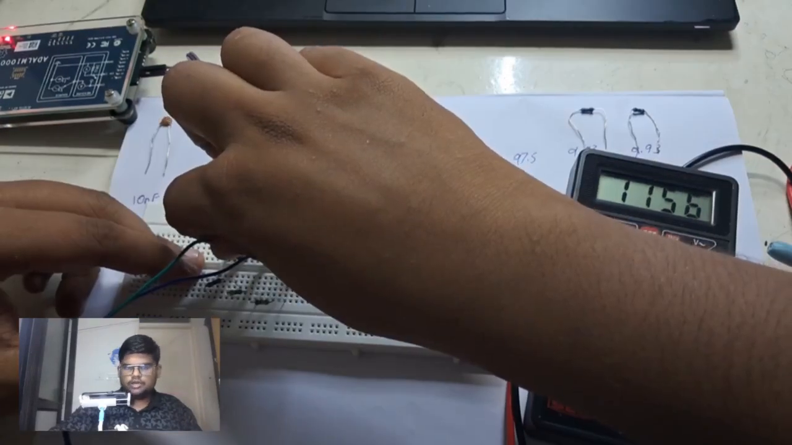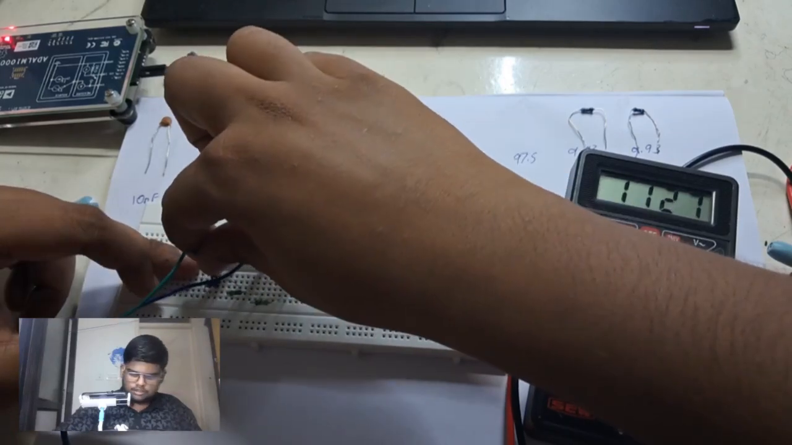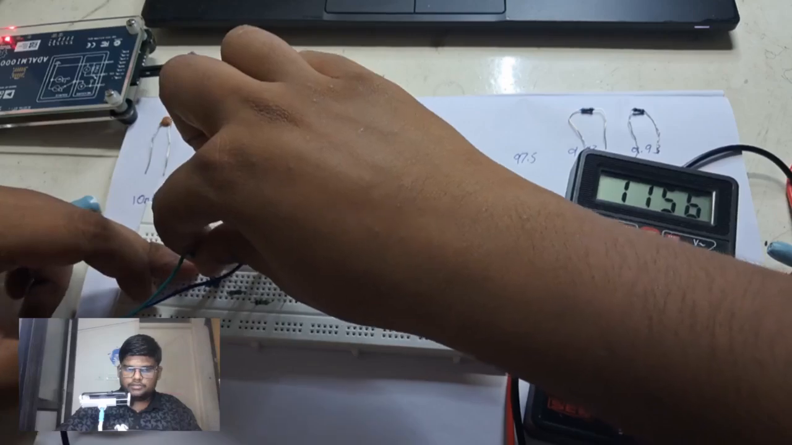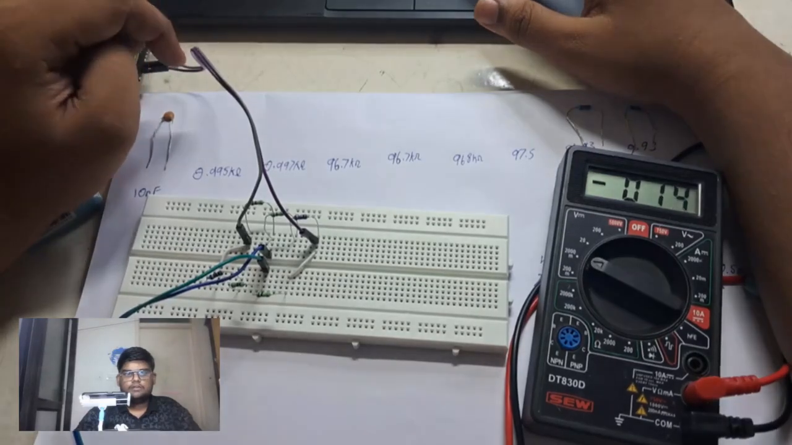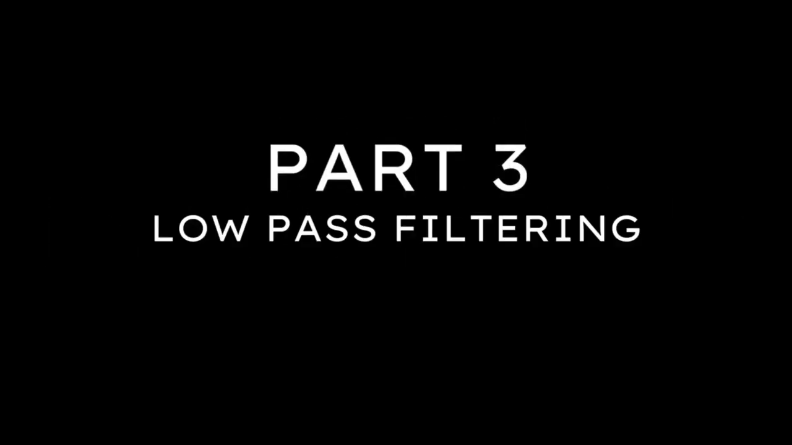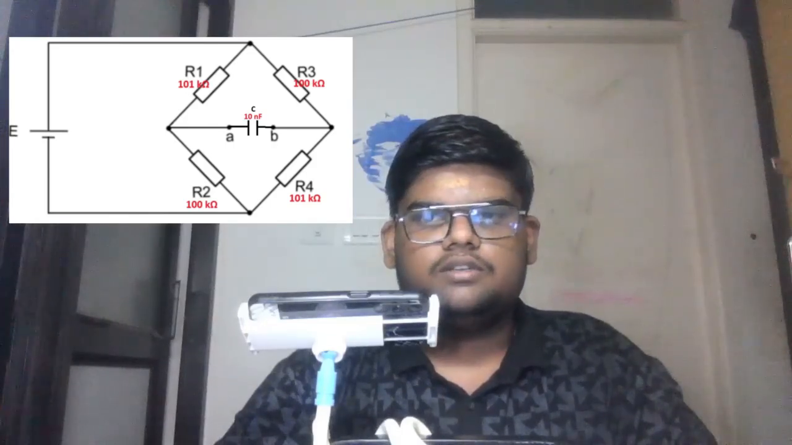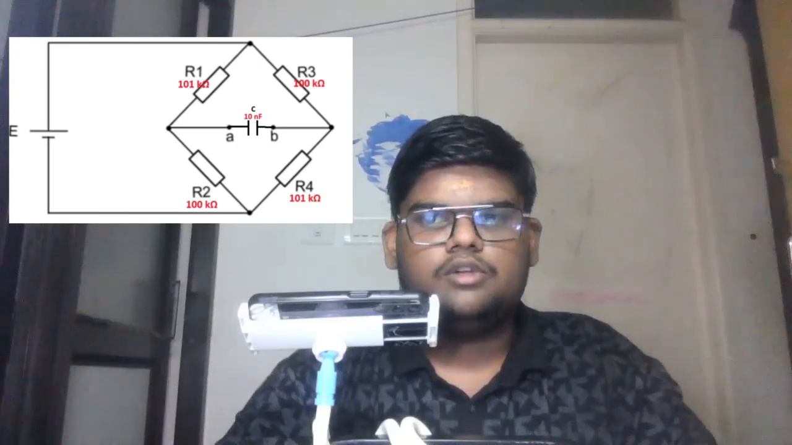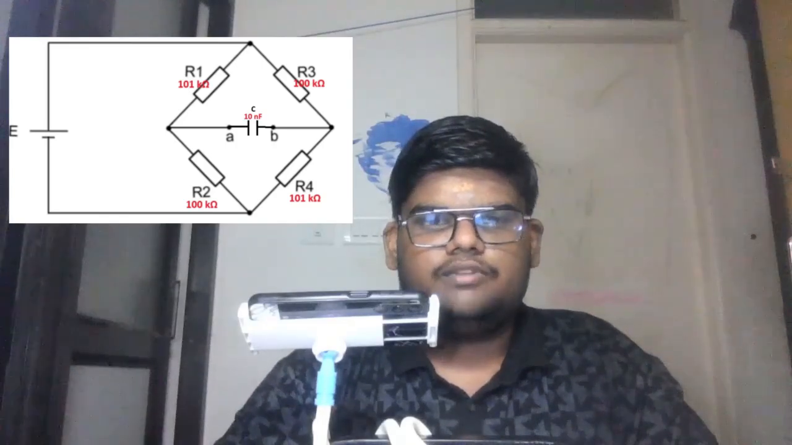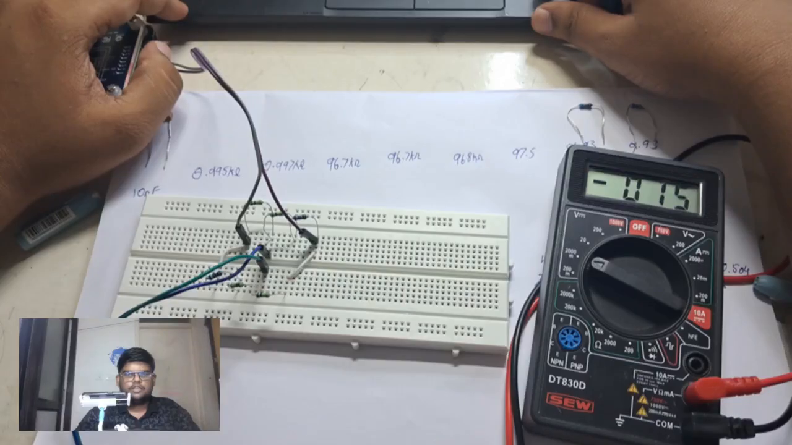This is the voltage of node A in millivolts. This is the voltage of node B in millivolts. Let us go to part 3 of the video, low pass filtering. This is the circuit which is very similar to the circuit we used in part 2, but a 10 nanofarad capacitor is connected across AB. Let's build the circuit.